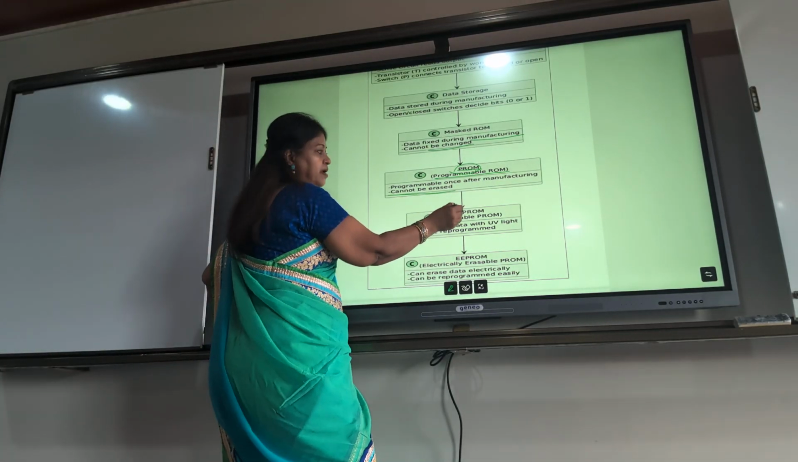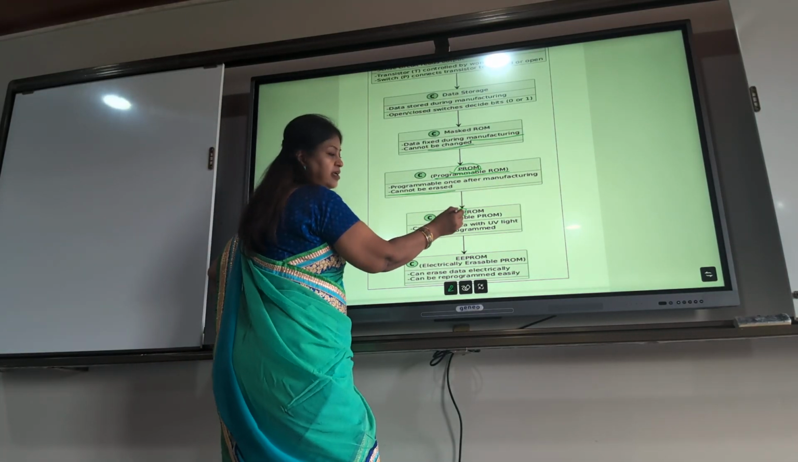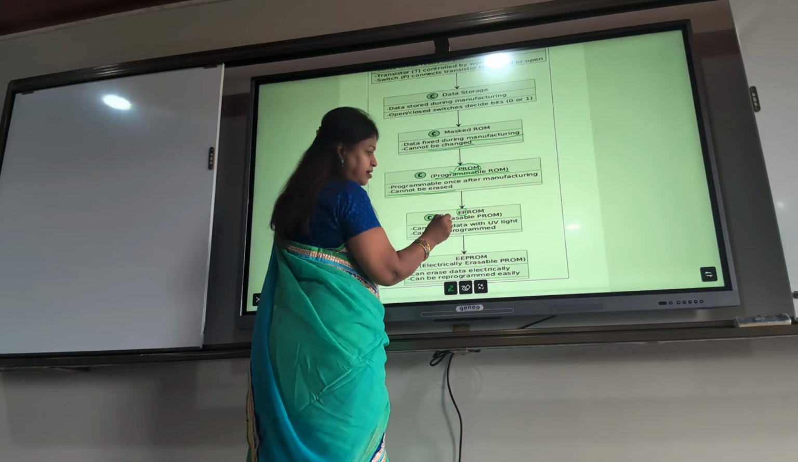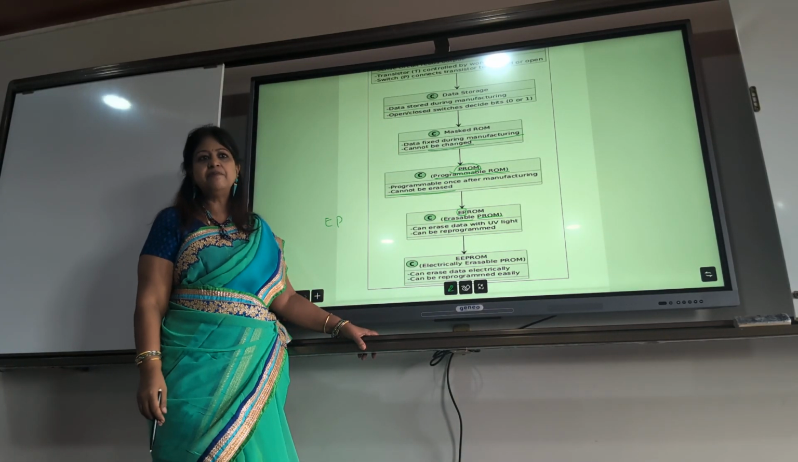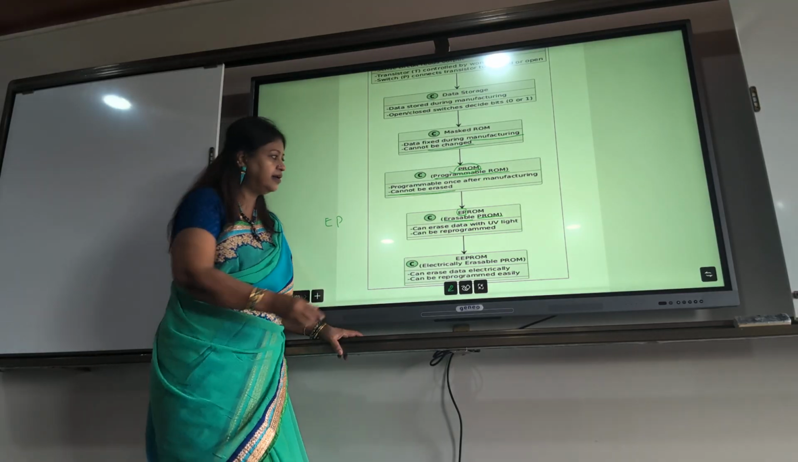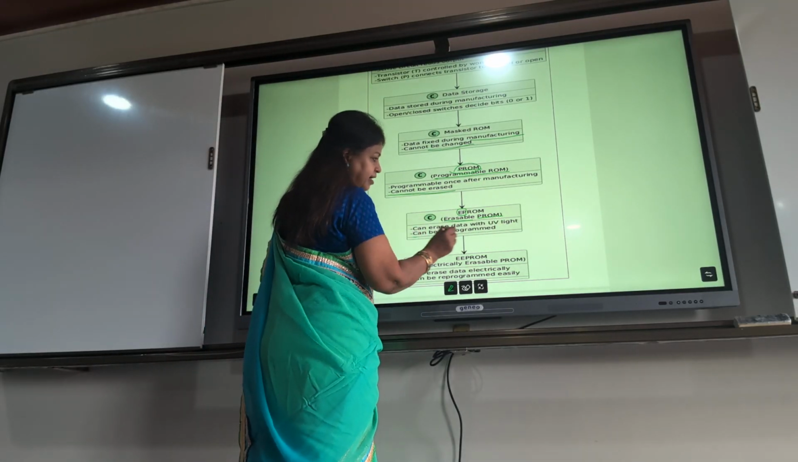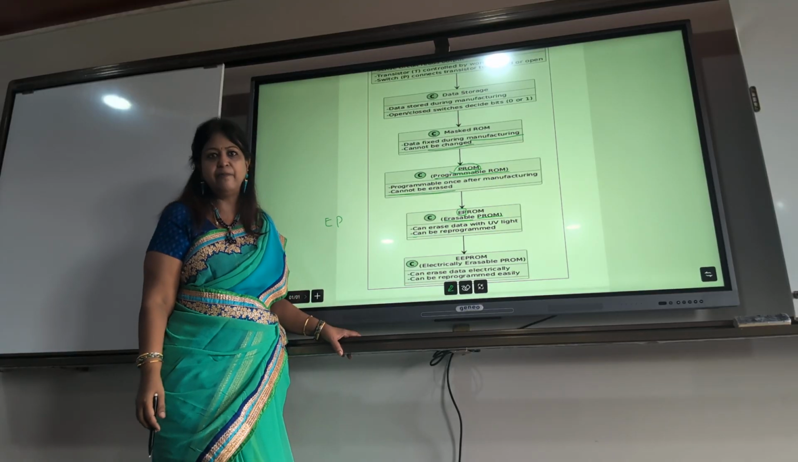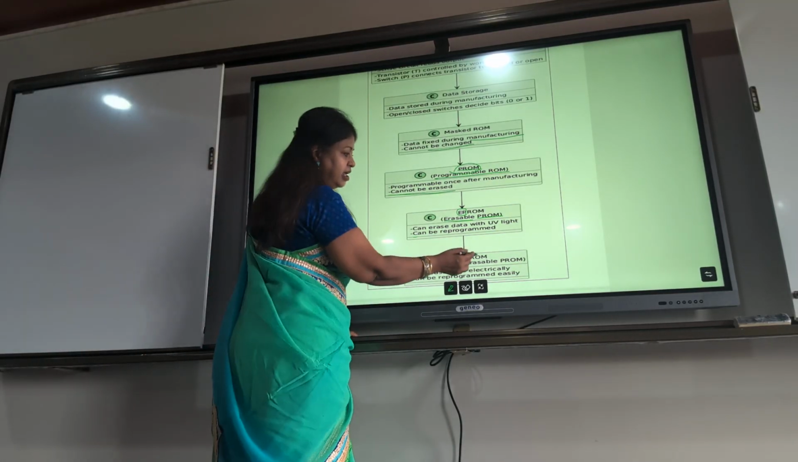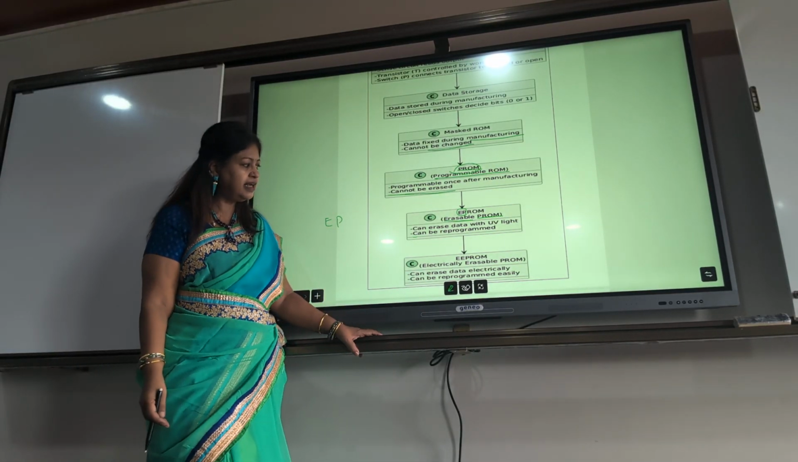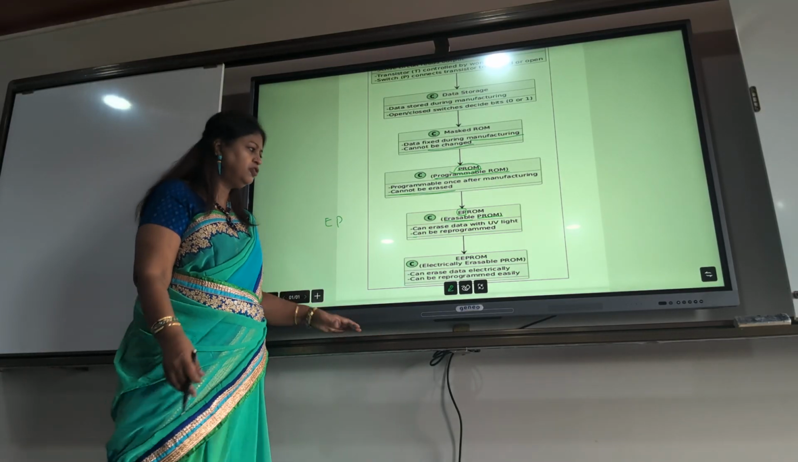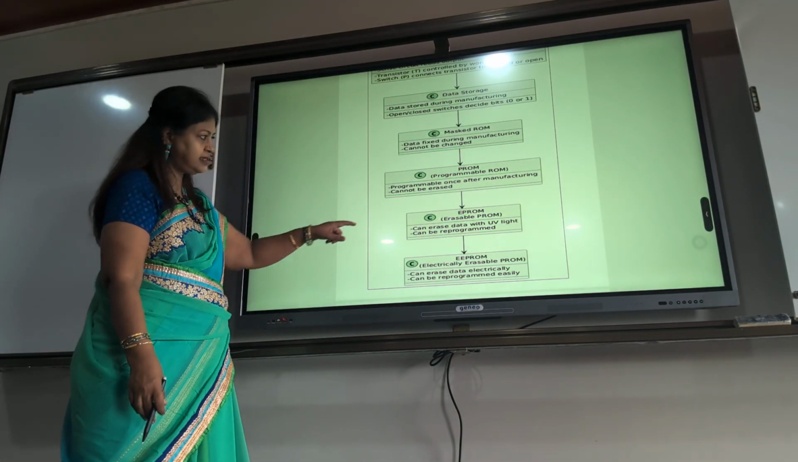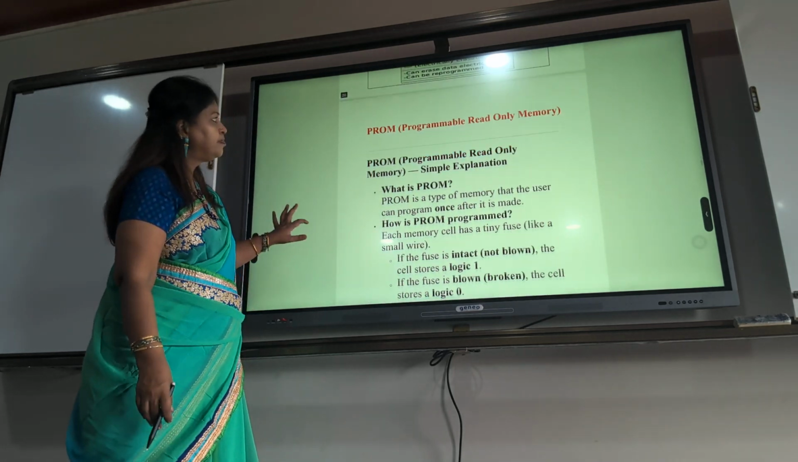Here you have EPROM. You have this additional E and P. What does it mean? Erasable, programmable, read-only memory. That means you can erase and write the data. You can erase the data with UV light and it can be reprogrammed with the programs you want. Then EEPROM is what? Electrically erasable, programmable, read-only memory. So what you use to erase is the difference between these two.